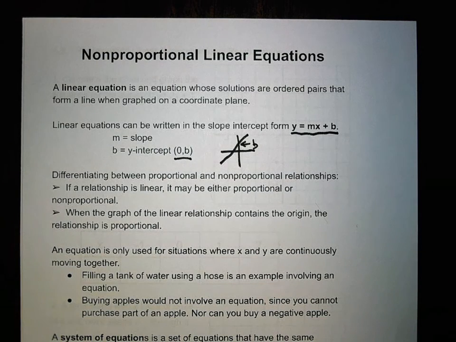Okay, so how do you tell if a line is proportional or non-proportional? If it goes through the origin, then it's proportional. If it doesn't, it's non-proportional.